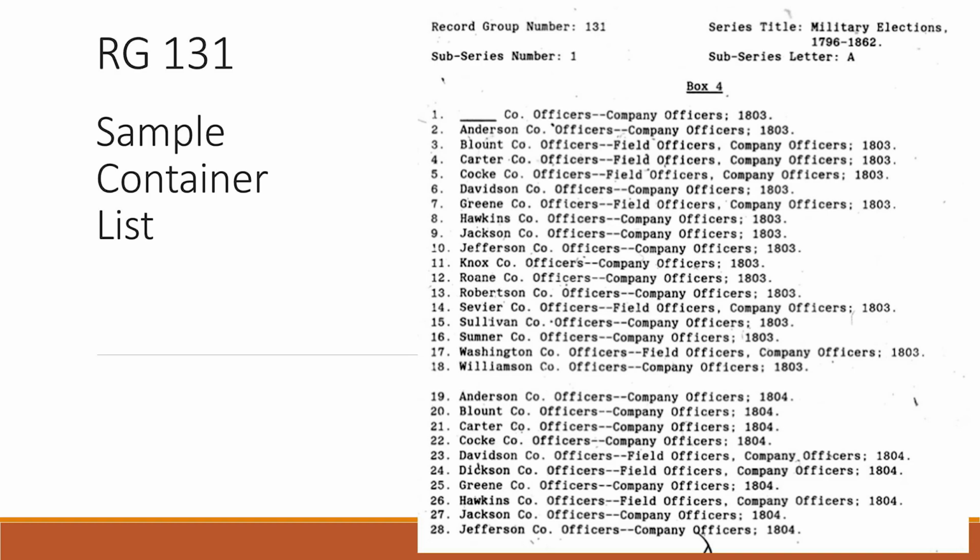Box number 4 are the 1803 election returns by county. So if you're researching a particular county, you can go look at these, and these are organized by date. So again, if you're only looking for one specific county, you're going to have several rolls of microfilm to look through, but you can see how it's organized. You can go look at 1803, then 4, then 5.